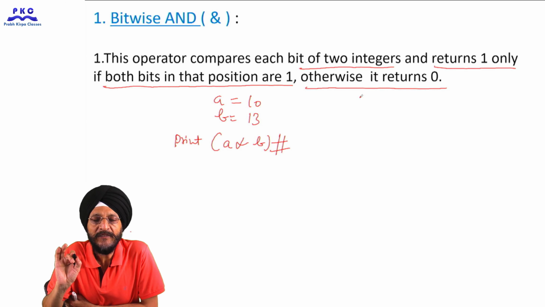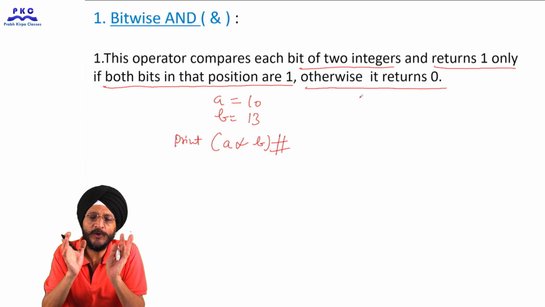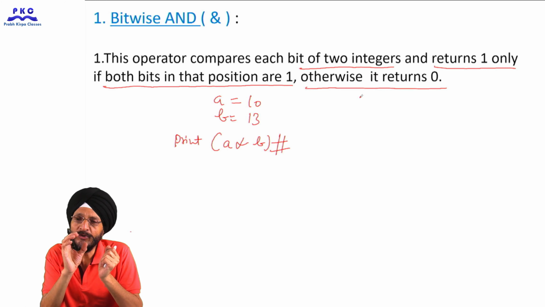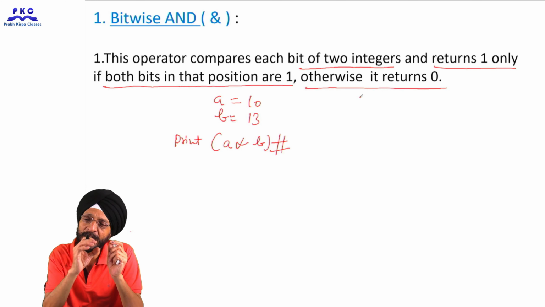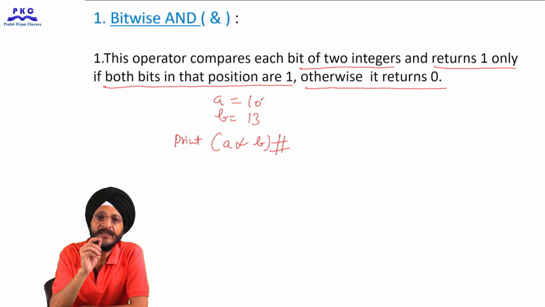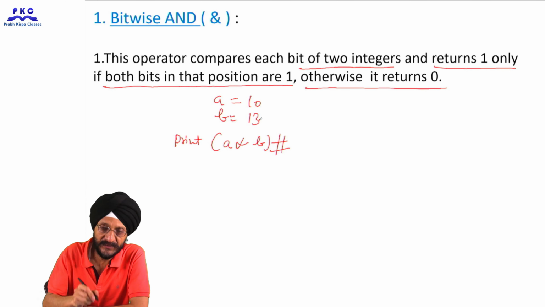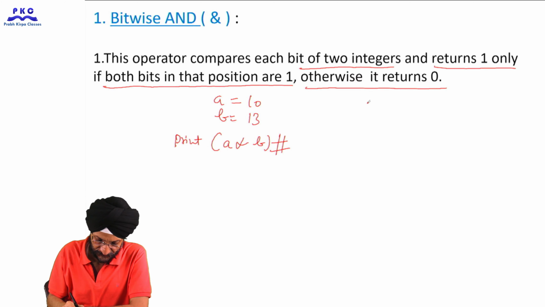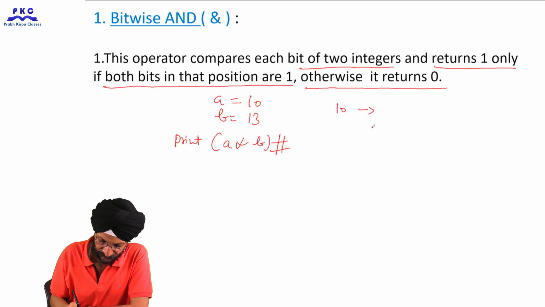As already told, bitwise operators perform their operation only on the individual bits of a binary number. So firstly we will have to convert these two values, 10 and 13, into binary numbers. Firstly we will convert 10 into a binary number, then 13.